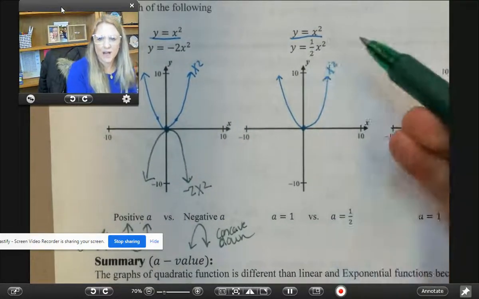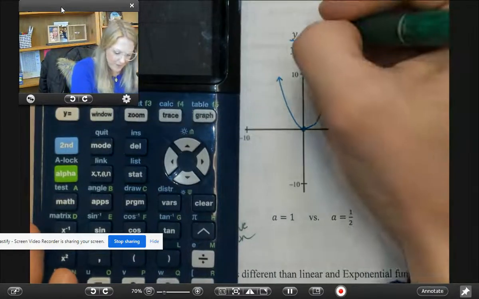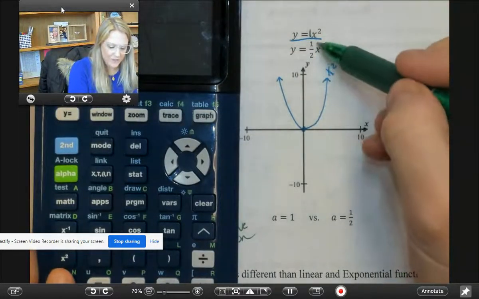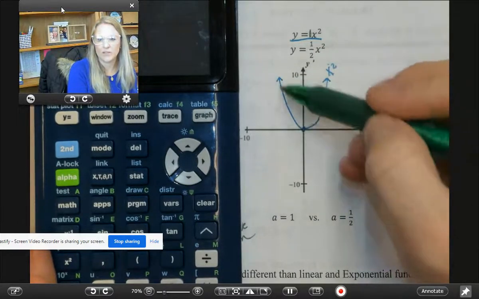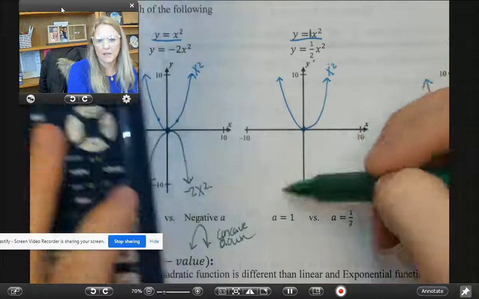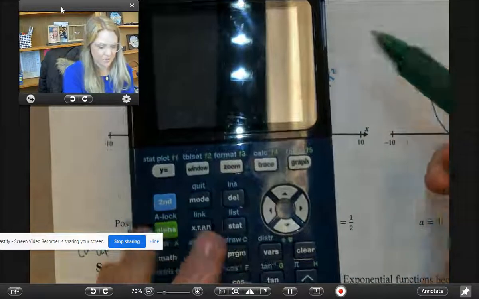All right, what if I compare, right, there's a 1 there, so think about that. There's a 1 there. What if I change the a value from a 1 to 1/2? What do you think it's going to do to this graph? Is it going to make it concave down? Is it going to make it wider, narrower? What do you think the 1/2 is going to do? So let's go find out.